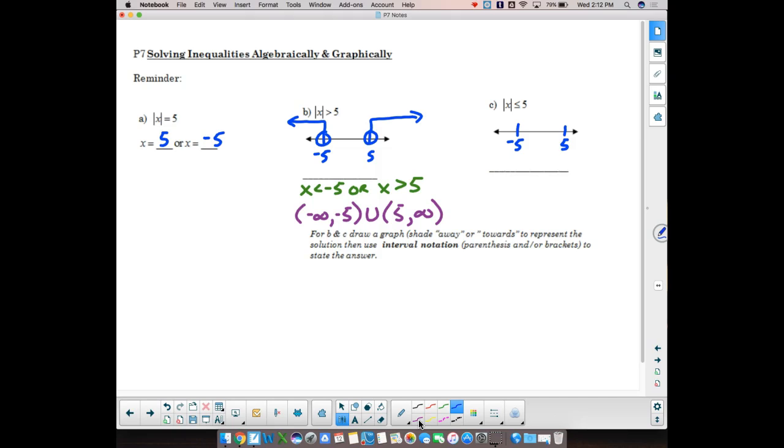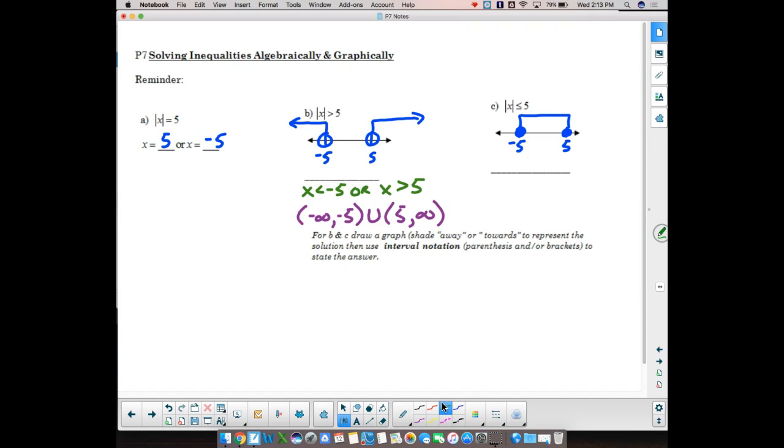But if I put 0 in there, the absolute value of 0 is 0, and 0 is less than 5. And now these would change to filled in dots because there is an equality, and it would just be in between them. The inequality statement would be negative 5 is less than or equal to x is less than or equal to positive 5. The interval statement would be bracket negative 5 to 5 and bracket again.